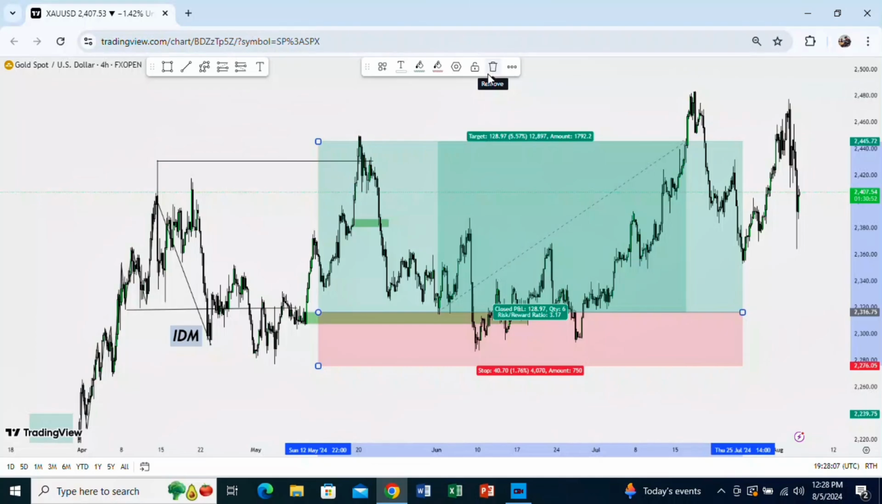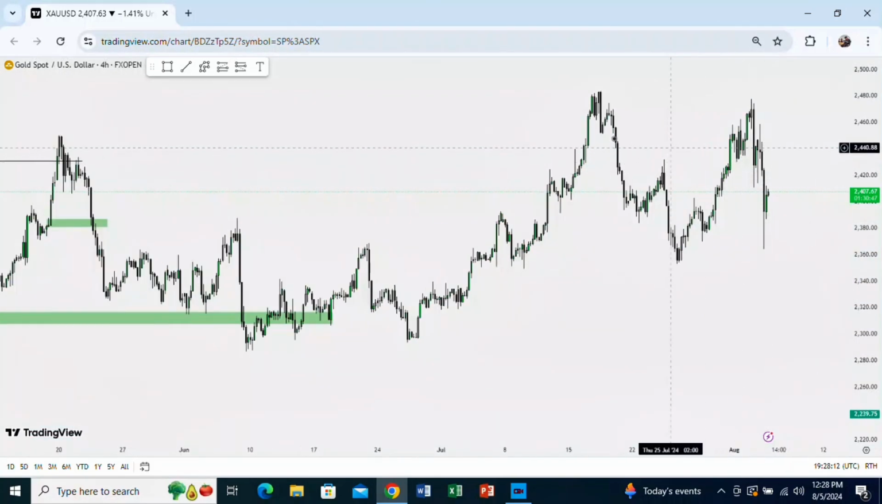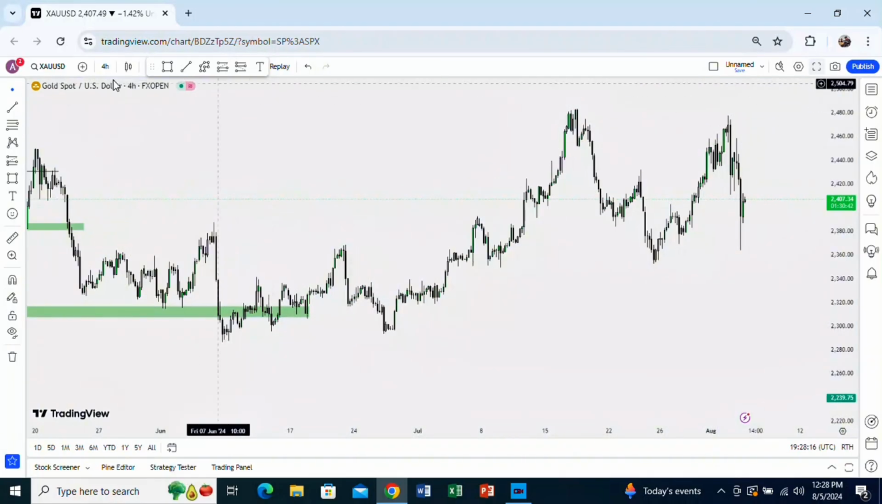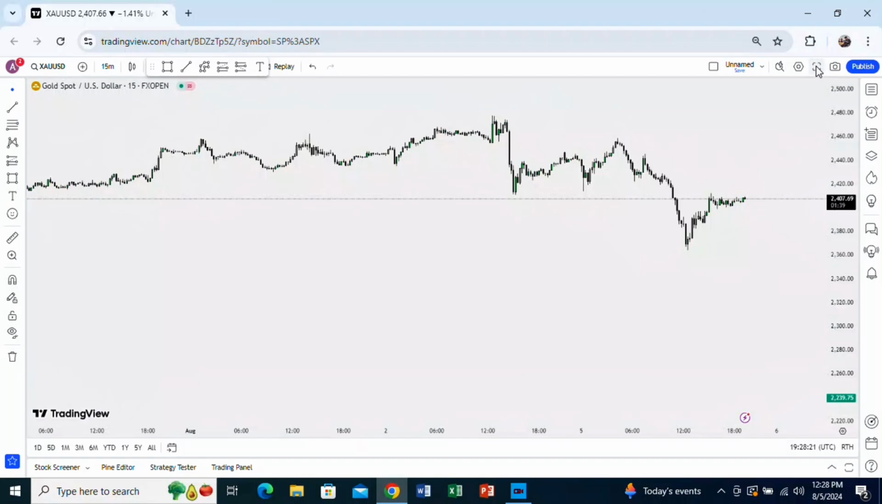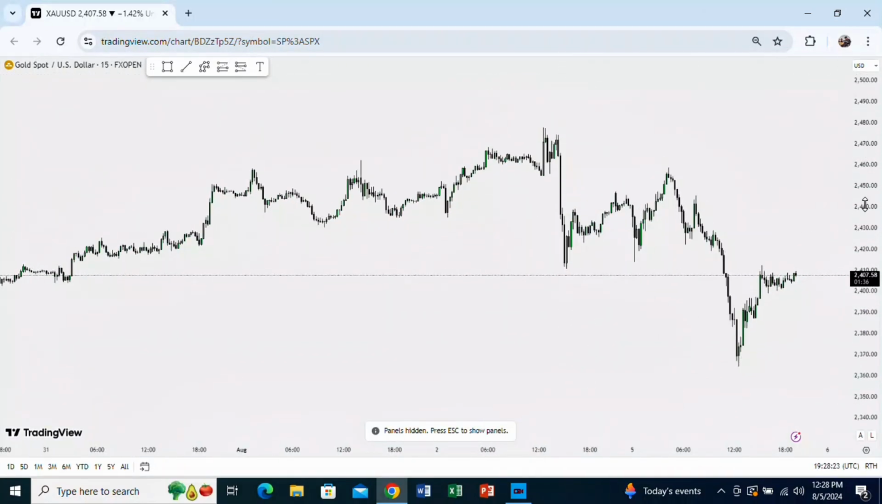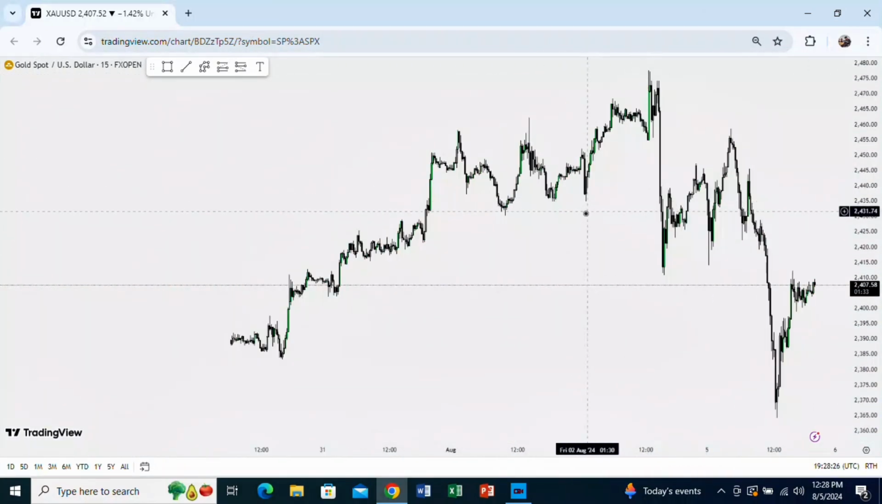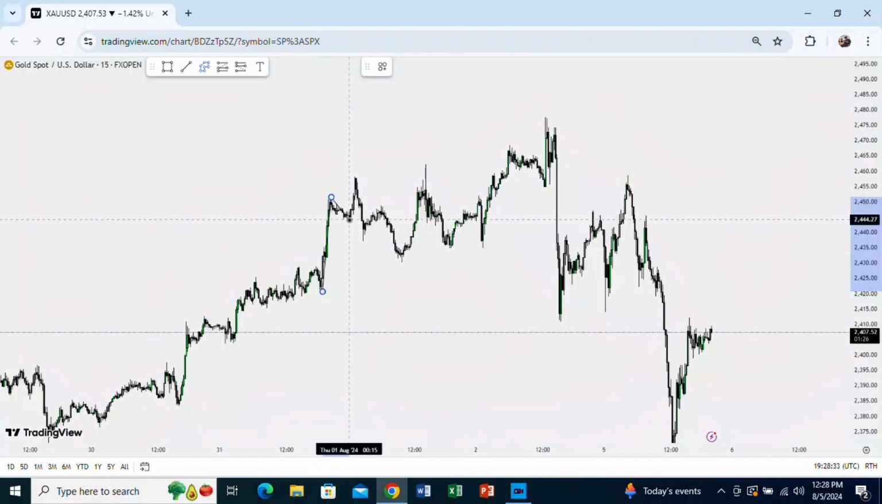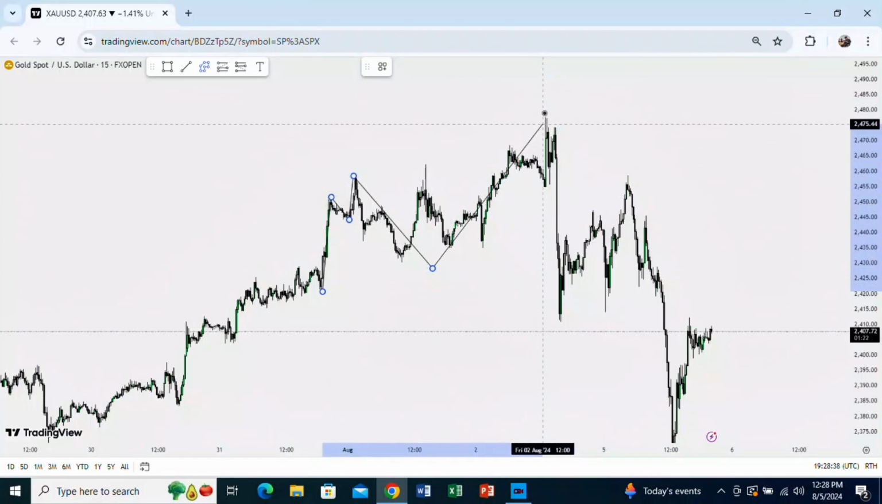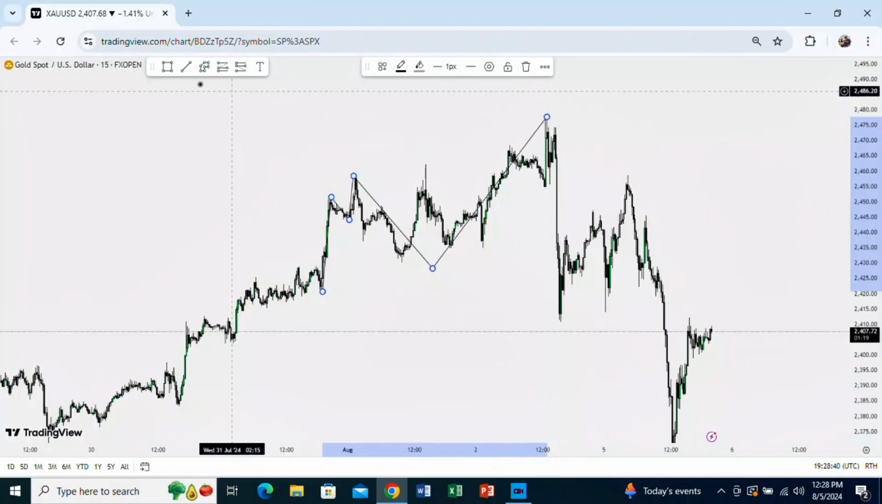So now this was the 4-hour time frame. Now I will give you an example on the 15-minute, and then we will discuss what's going to happen next for gold. So I will just shift to the 15-minute time frame, and let's see what gold has to offer. Today gold went down, so I will explain why it went down and what's going to happen. Here you can see the price went up, went down, and then broke up, and then we got an IDM, okay, and then we got a breakout structure.